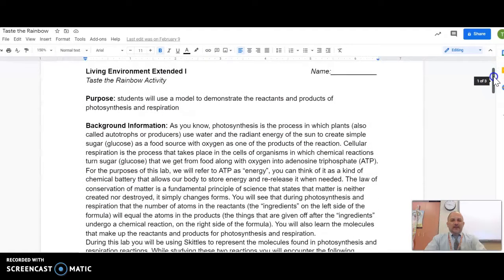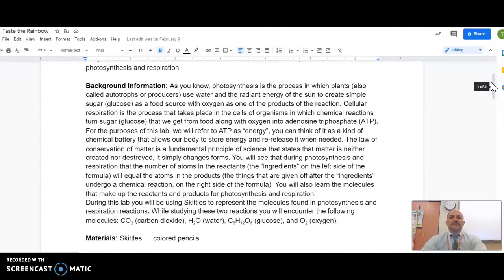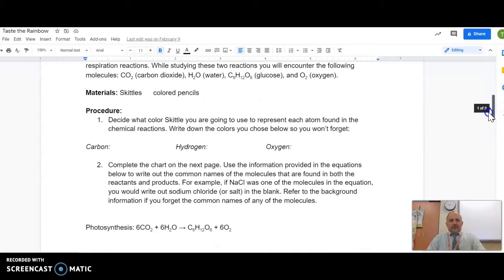On the handout, the background information talks about photosynthesis and respiration, the ingredients, reactants and products. It says in the last paragraph at the bottom, during this lab you'll use Skittles to represent the molecules found in photosynthesis and respiration. Notice that the formulas and the names are given here at the bottom. Then I get down here to the materials and the procedure.